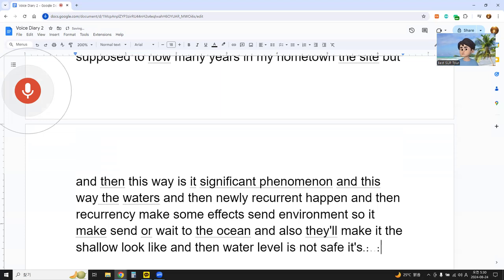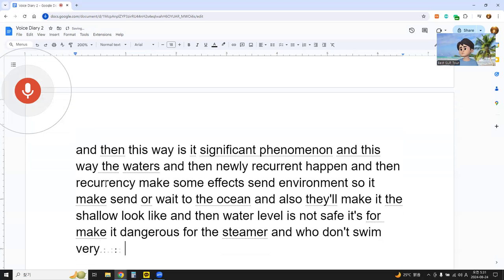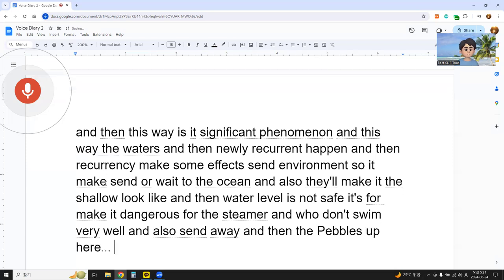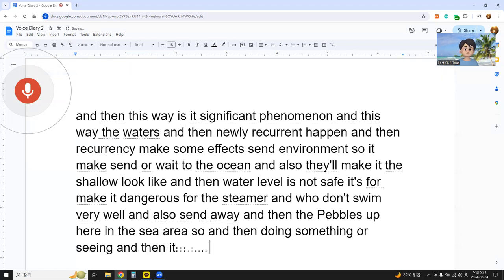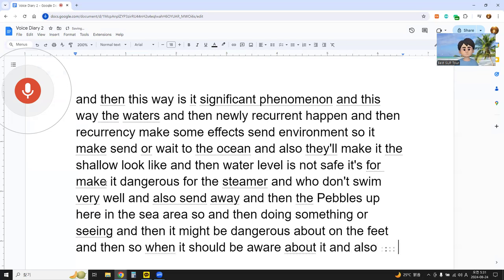It makes it dangerous for swimmers, and those who don't swim very well. Also, as sand goes away, pebbles appear in the sea area. So when doing surfing or swimming, it might be dangerous for the feet, and we should be aware of it.